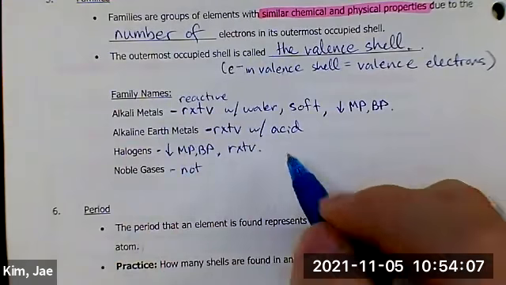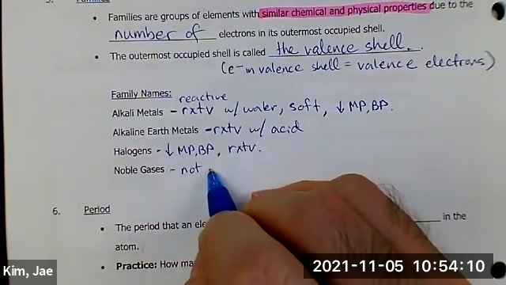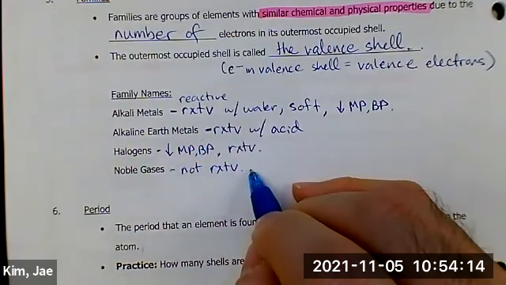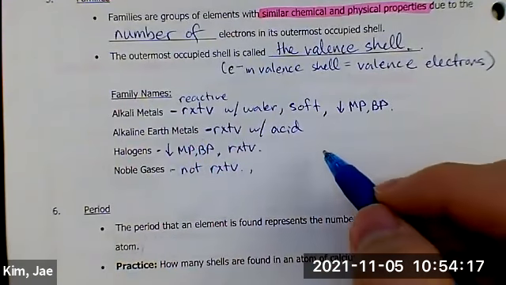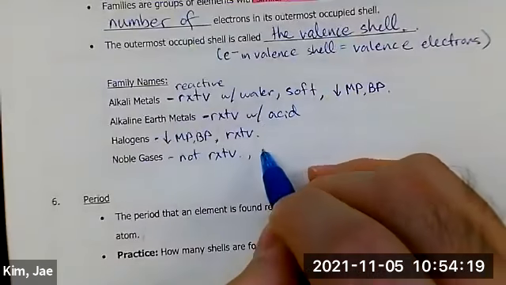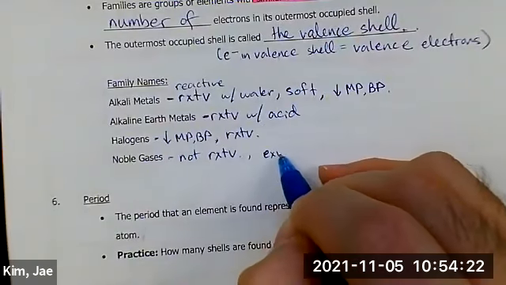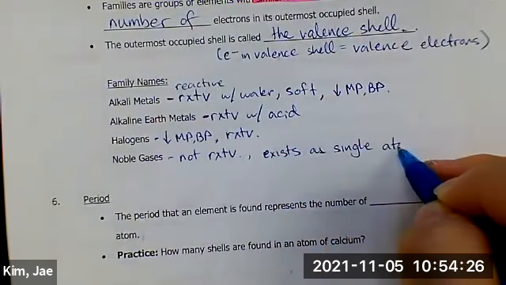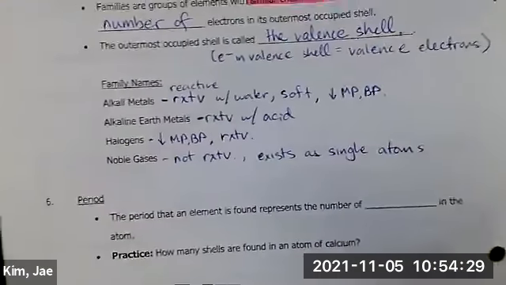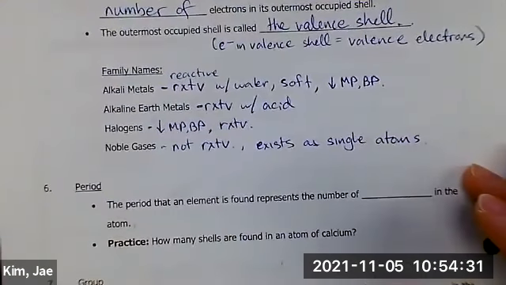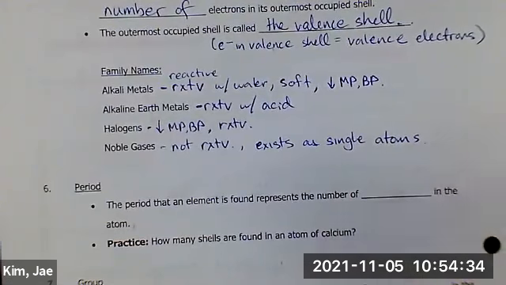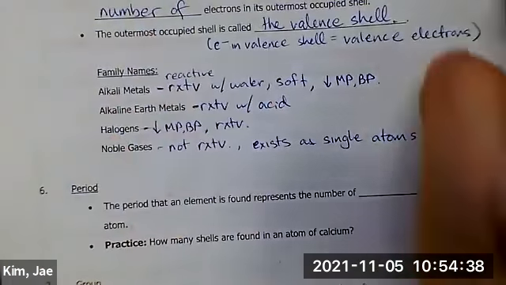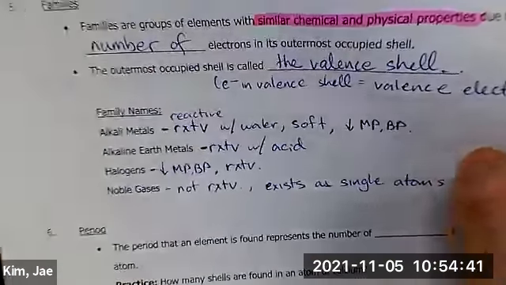Okay, so they are very reactive and not very reactive. They're usually gases. They exist as a single atom. Okay, they just sort of float around on their own. They don't like to bond or make molecules with other things. So these are some properties, and that's why they are given family names. They behave so similar to each other.